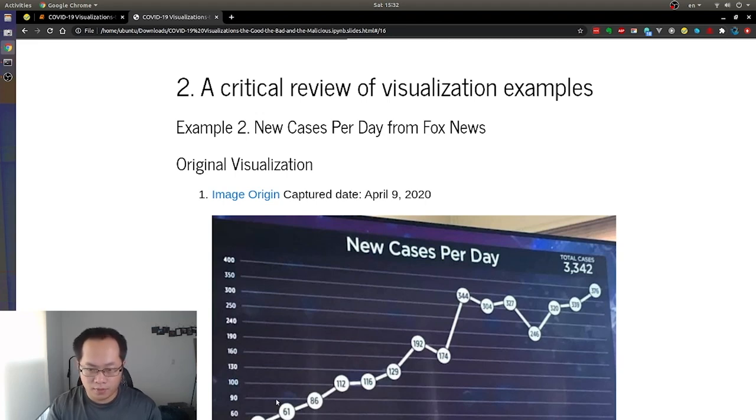So remember, this is the new cases per day, and the total cases is already more than 3,000. So you see, this is actually less than 1 month from the previous realization. The previous realization was March 18th, and this is April 1st. In less than 2 weeks, the total confirmed cases grew from slightly more than 100 to almost 3,500 or something. Yeah, 3,300.